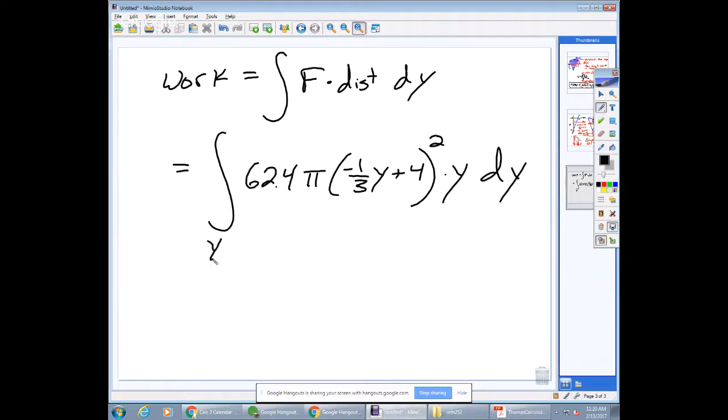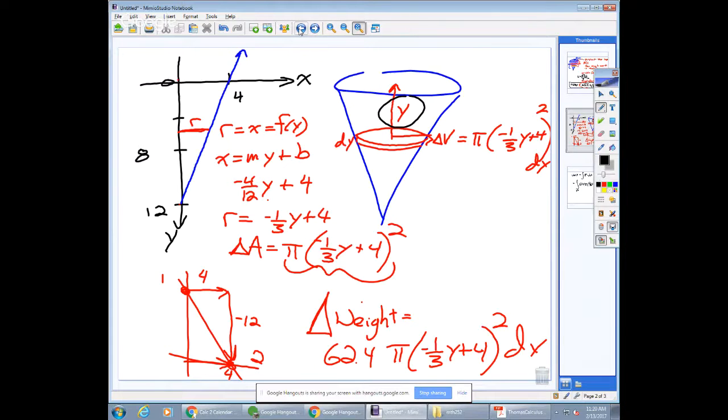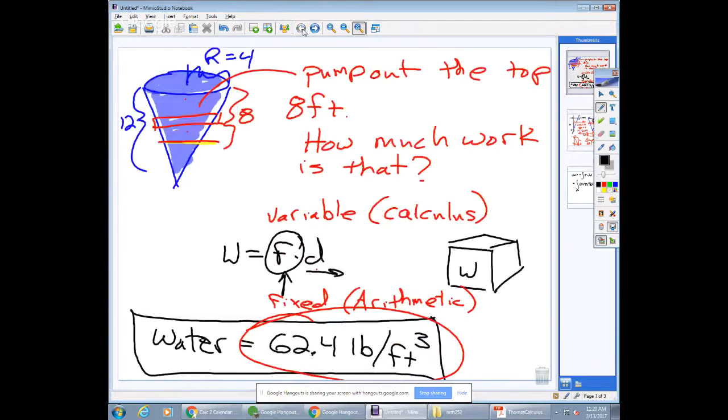And we're moving this stuff as y goes from, so we're assuming that the tank was full and we're pumping that water out off the top there. So we're going from y equals 0 to y equals 8, because I only want to take off the top 8 feet of water.